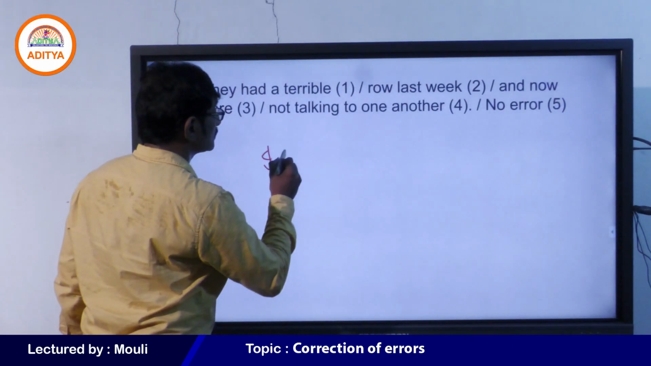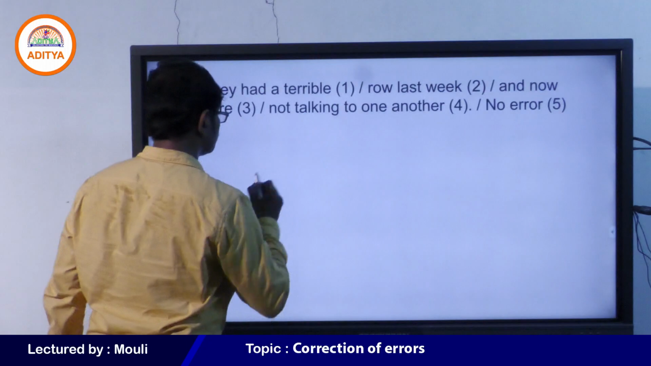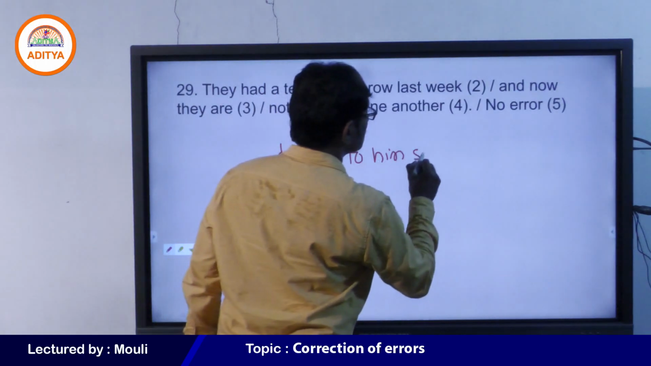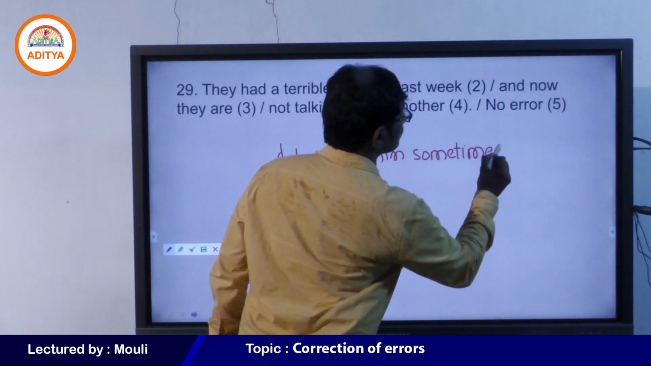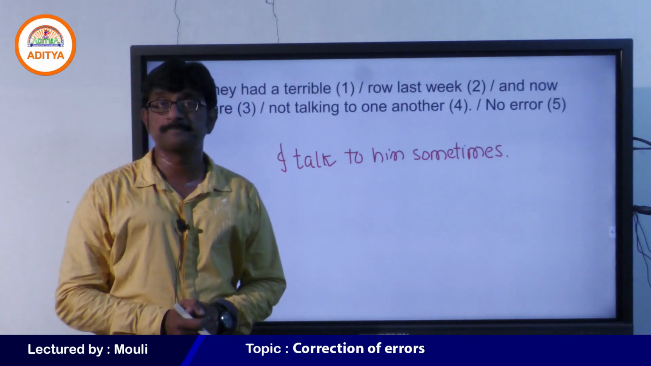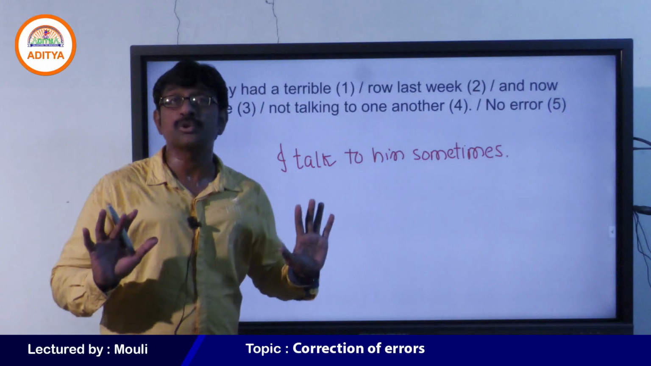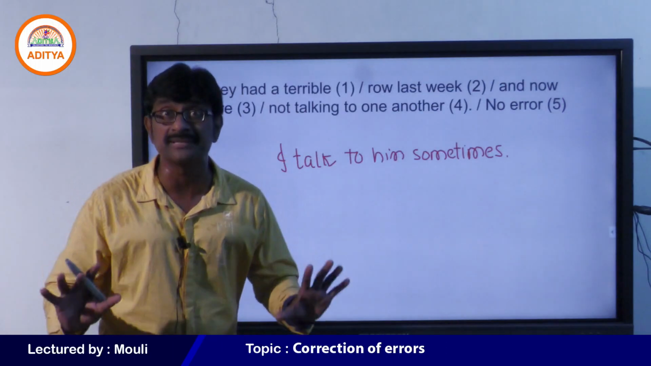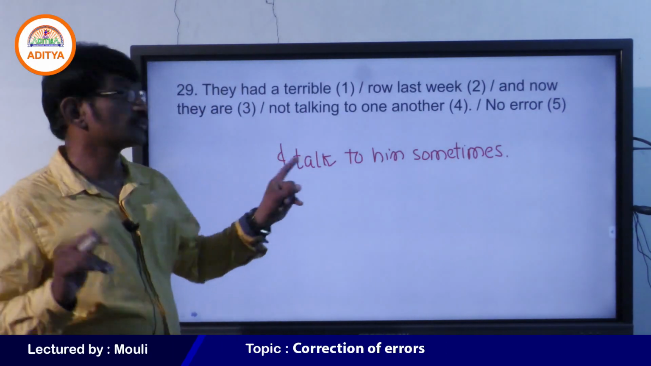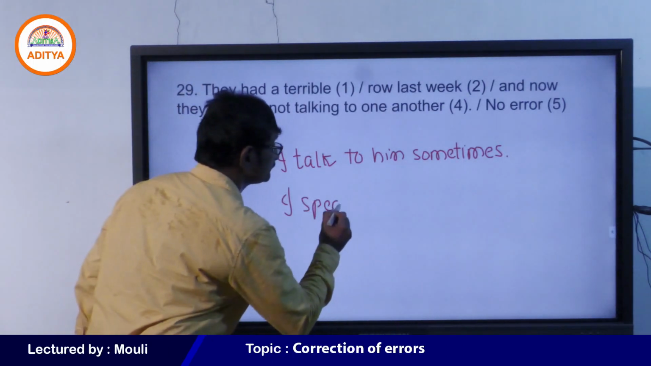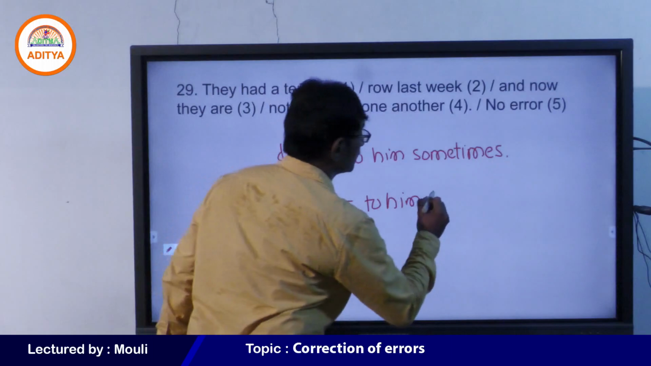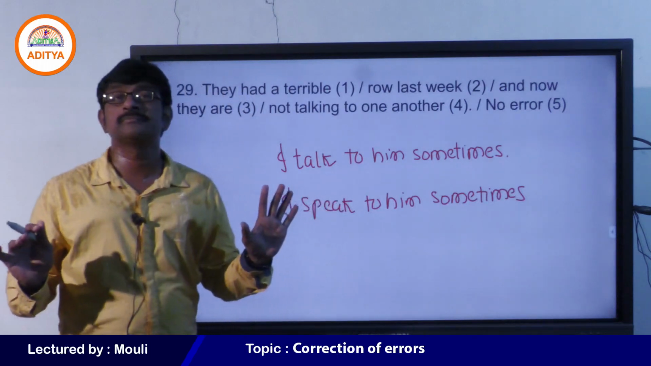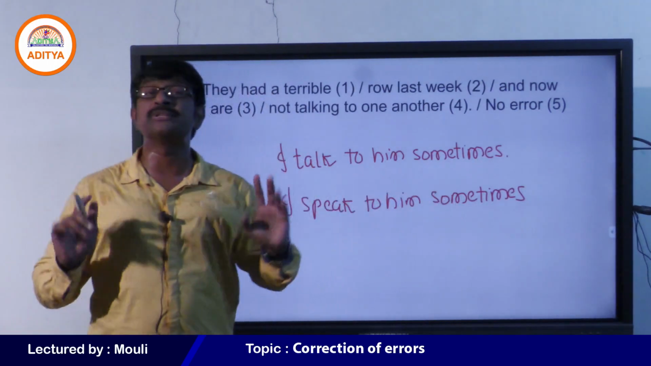I talk to him sometimes. Talk is somewhat serious, students. I talk to him sometimes means I am very serious in some matter. I want to talk to him privately when we use talk. If I say I speak to him sometimes, it is common, very common.